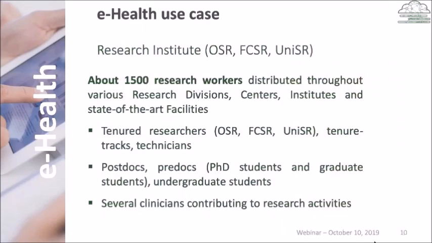Regarding the research institution, I mean the research activities that are spread all around the three different parts of San Raffaele Scientific Institution. We have 1,500 research workers. These are distributed in different divisions, research centers, and institutions. We have tenure researchers, tenure tracks, postdocs, pre-docs, also students from the university. An important aspect of our institution is we have also several clinicians that contribute to the research activities.